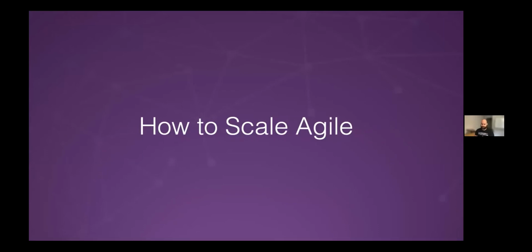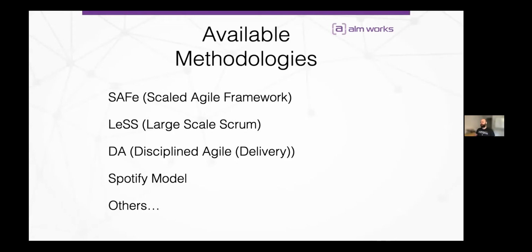So how does one scale agile, right? I think one of the first questions a lot of people have is, all right, I've got a team, we're doing Scrum or some other implementation of agile, but now I have to do this across multiple teams, multiple elements in the organization. What does that mean? So there's a whole bunch of available methodologies that you can pick from.